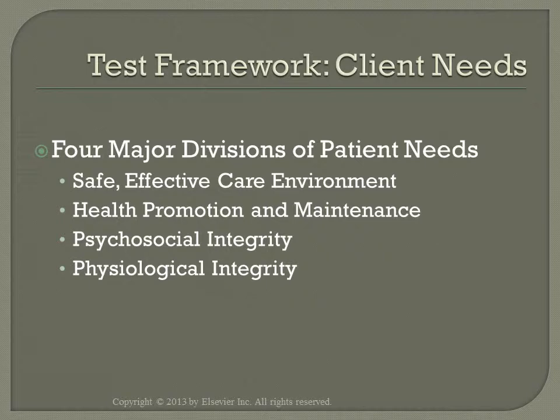Reduction of risk potential would be 10 to 16% of test items. Examples would be potential for alterations in body systems, lab values, diagnostic tests, and potential complications. Physiological adaptation is 11 to 17% of test items. Examples include basic pathophysiology, fluid and electrolyte imbalances, medical emergencies, and radiation therapy.